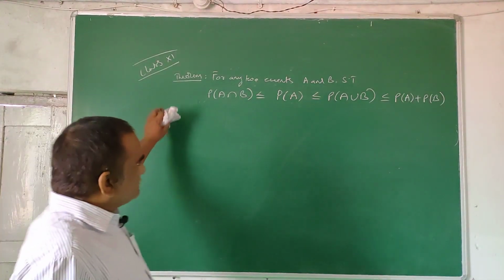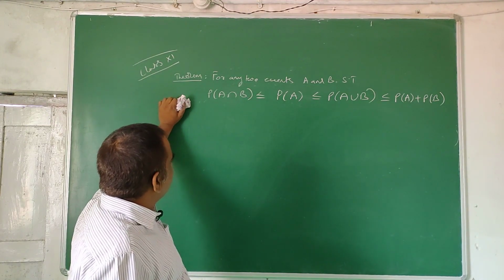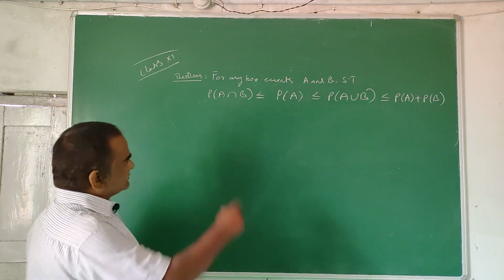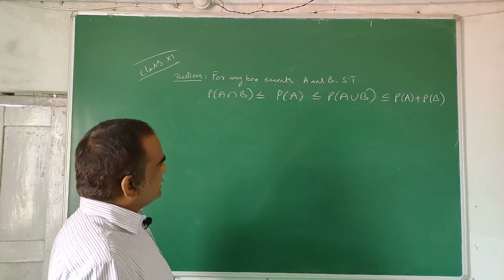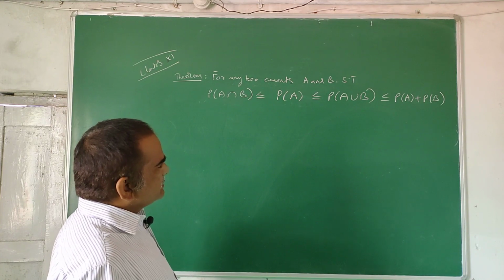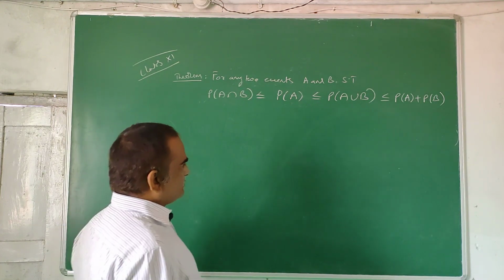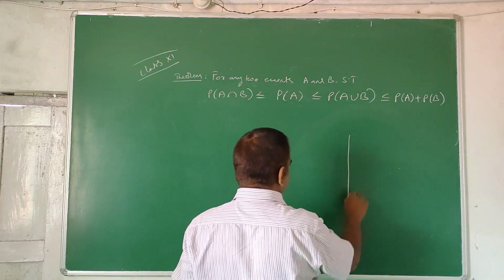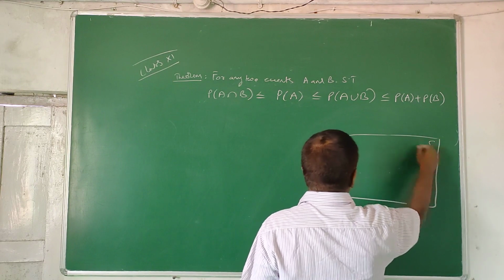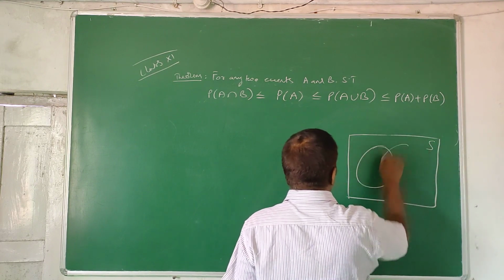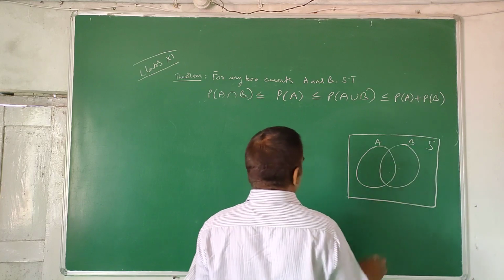Dear students, now we are going to discuss a theorem. For any 2 events A and B, show that P of A intersection B is less than or equal to P of A, which is less than or equal to P of A union B, which is less than or equal to P of A plus P of B. Okay? See, I am taking a Venn diagram just for the sake of idea only. Okay?